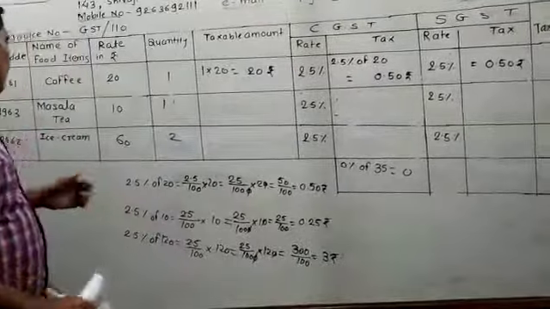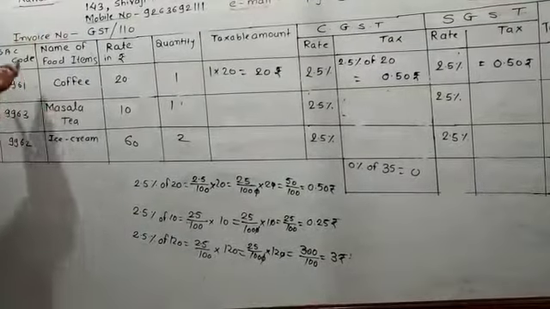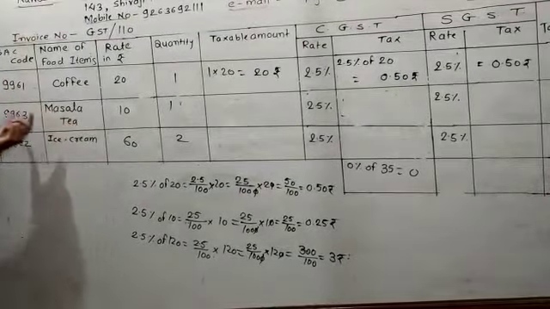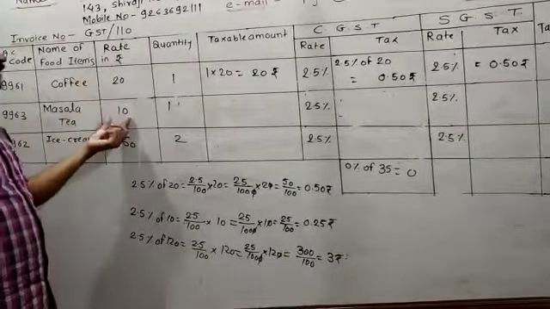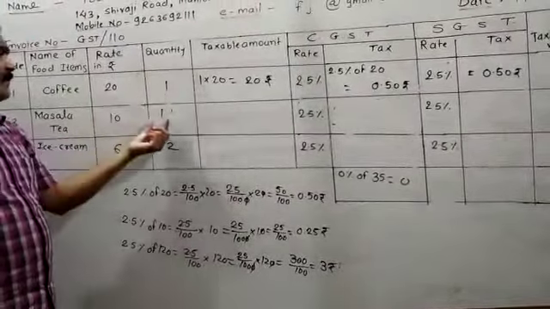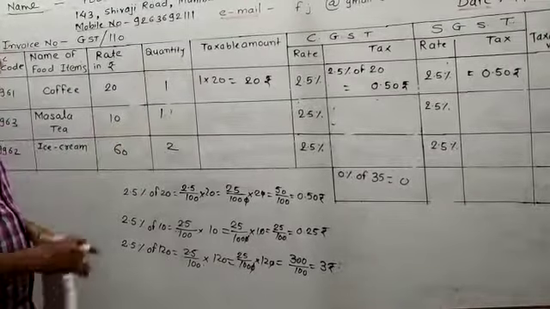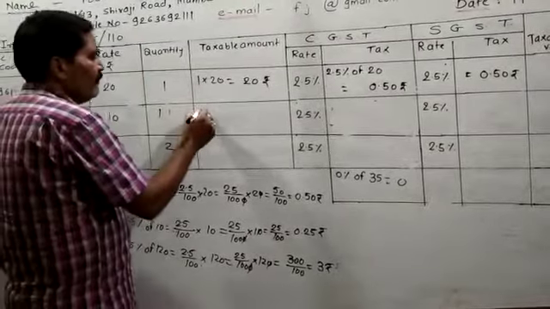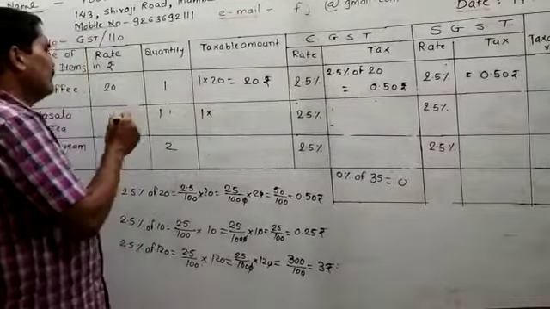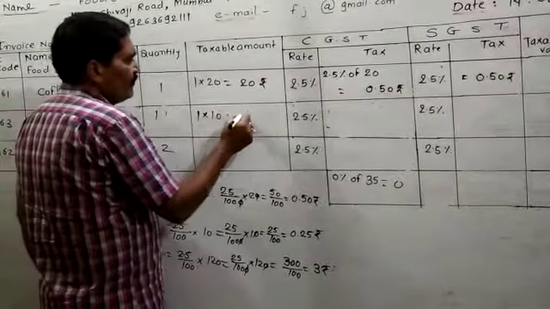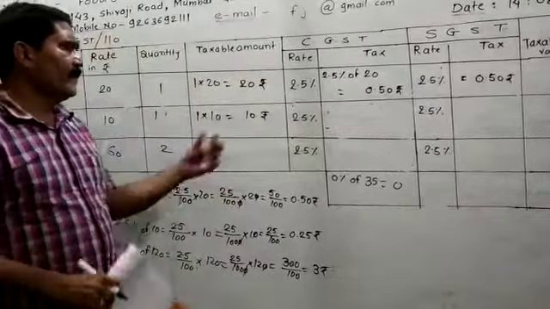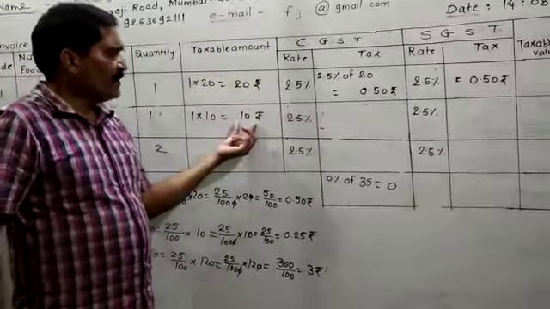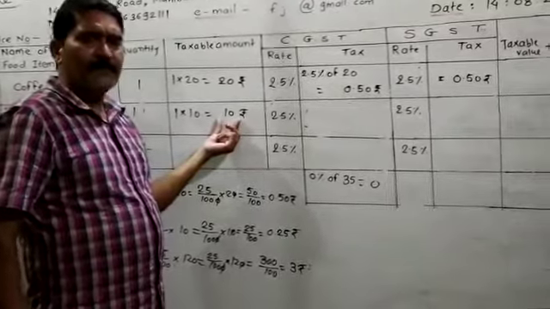Then the second item: the SCC code of the masala tea is 9963. The rate in rupees is 10 rupees. Quantity is 1. If they take one masala tea, at that time 1 multiplied by the rate 10 is equal to 10 rupees. The taxable amount is equal to 10 rupees. They will charge the GST on this taxable amount.